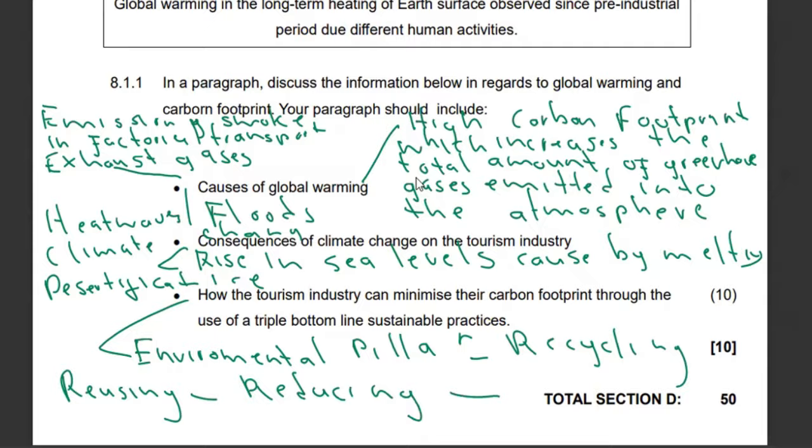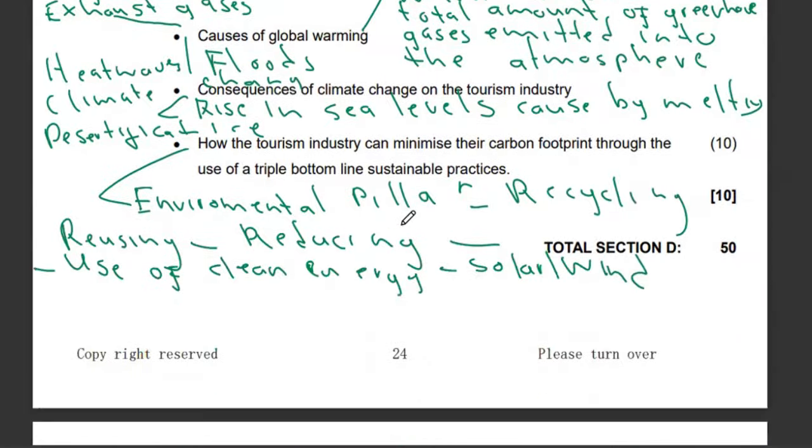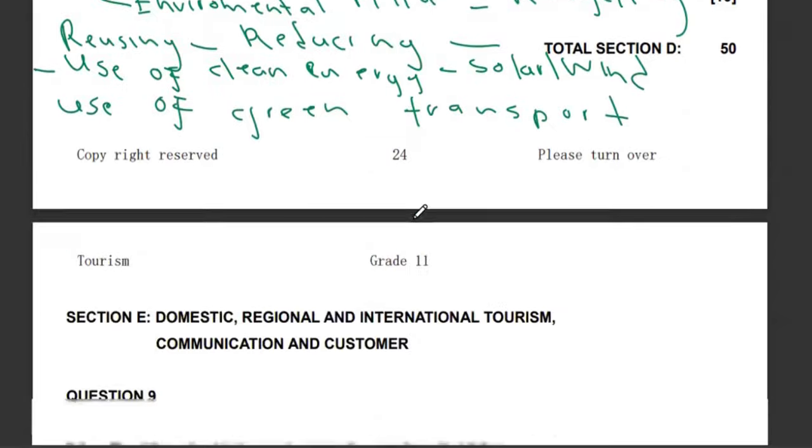Then another thing is the use of clean energy, such as solar or wind energy. Then in addition to that, we can talk about the use of green transport, such as bicycles and animal power. All these are sustainable practices.